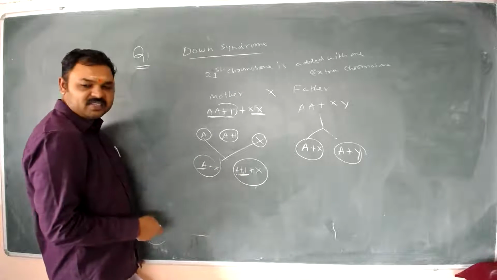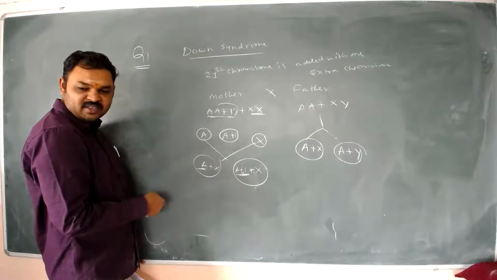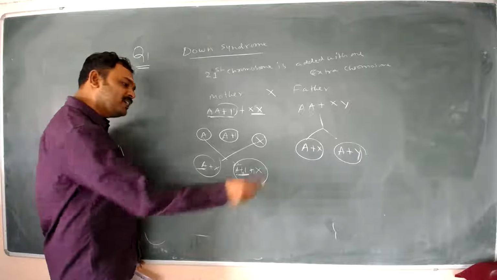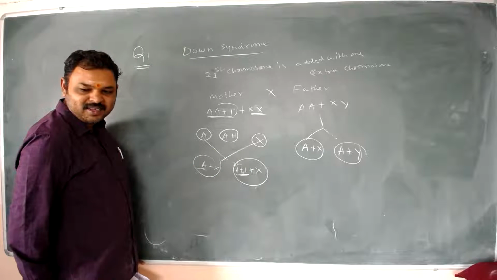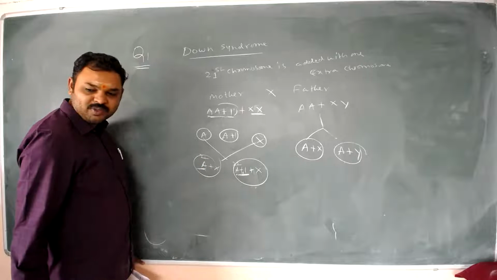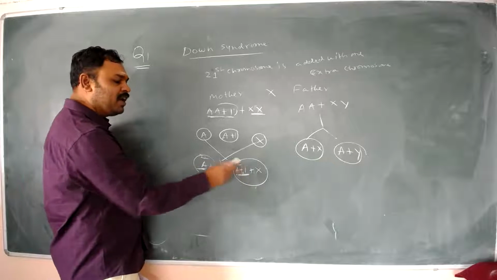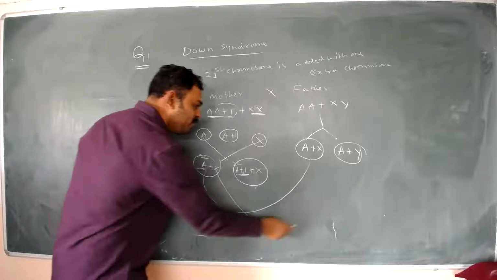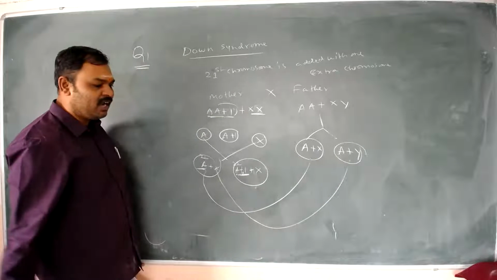A means 23 singles, 22 singles here. These are 22 singles plus 1, 23 plus X, 24 chromosomes are there. Here A plus means 22 autosomes and X chromosome. This is normal ova, abnormal ova. This normal ova can fuse with whatever the sperm, and normal children will come here.